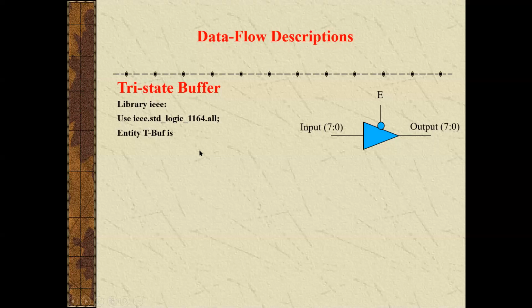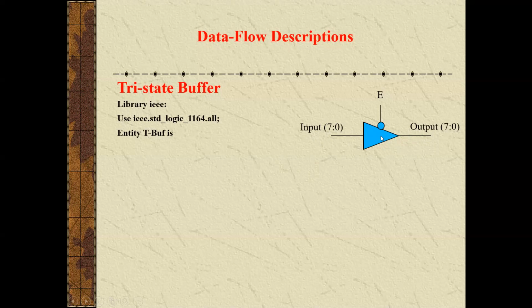Next, see another example. We have to write VHDL code for a tri-state buffer. This symbol shows the tri-state buffer. Here, the tri-state buffer consists of a single input and output. And here we have to consider the example: the input is 8-bit, and the output is also 8-bit. So it will send the 8-bit data and also receive the 8-bit data at the output.